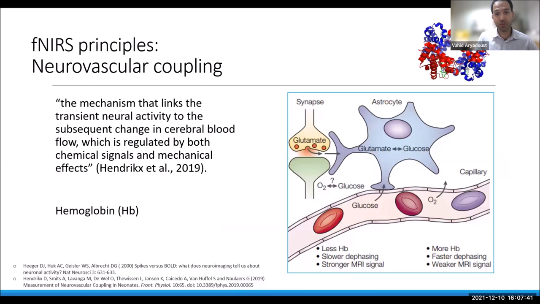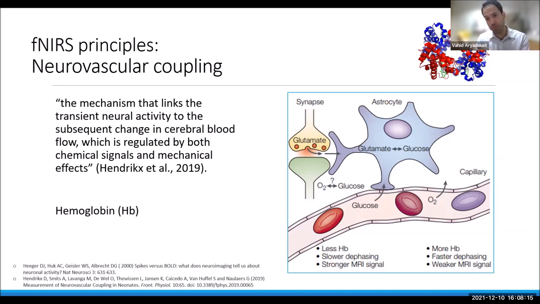Now, let's get started with the first technology that we are using, and that's called fNIRS, that's functional near infrared spectroscopy. The idea of fNIRS is a principle which is called neurovascular coupling. So this is the fundamental principle that is integral to fNIRS technology. And it's defined in this way: the mechanism that links the transient neural activity to the subsequent change in the cerebral blood flow, which is regulated by both chemical signals and mechanical effects.